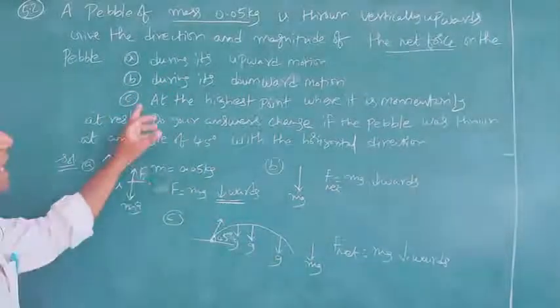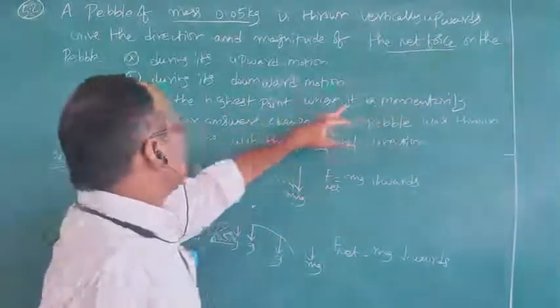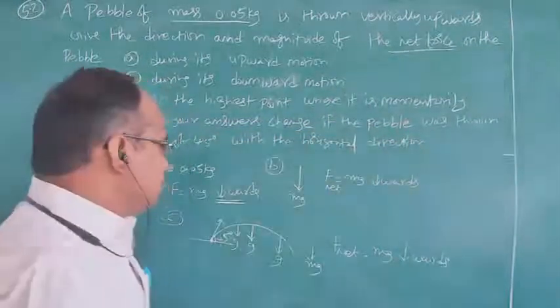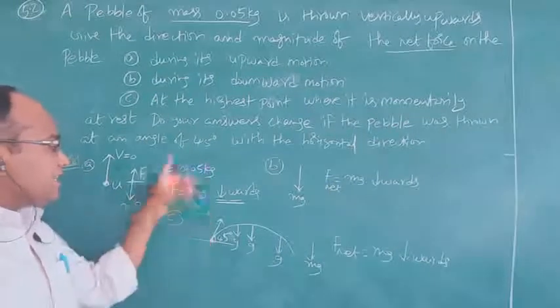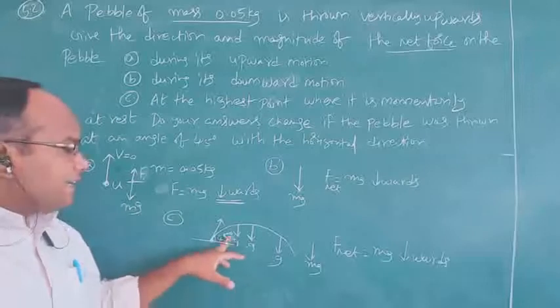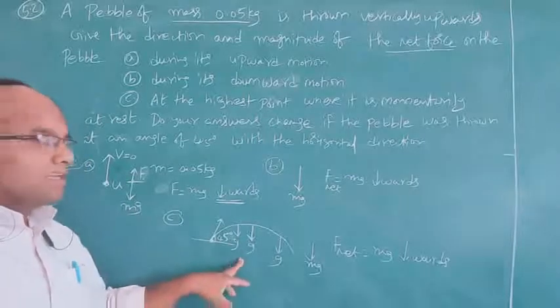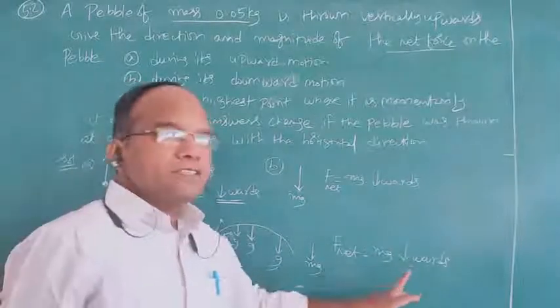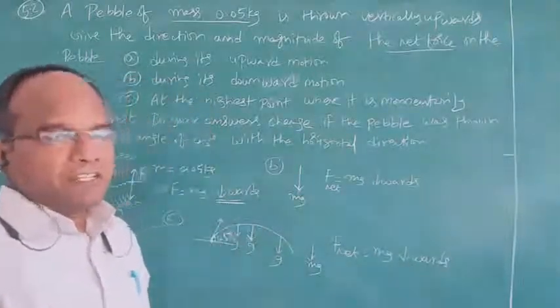And here, at the highest point where it is momentarily at rest, what happens? It is at rest, they say. But when it is thrown, again it is acting under the acceleration due to gravity. So that is nothing but F is equal to mg. So here it is also acting in the downward direction.